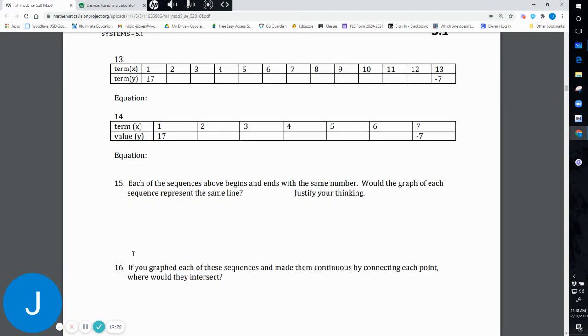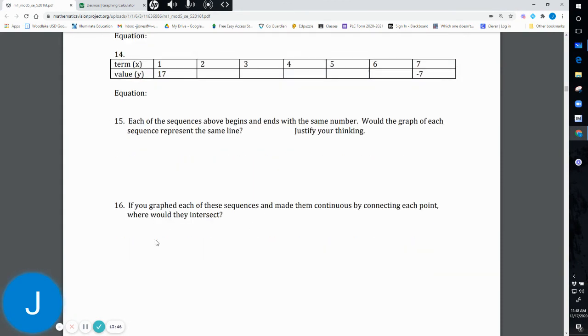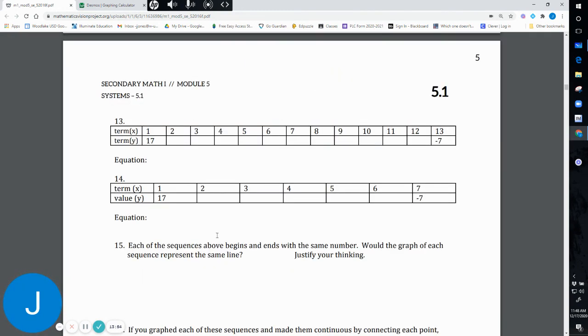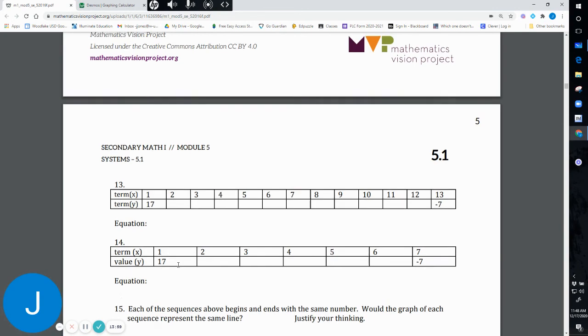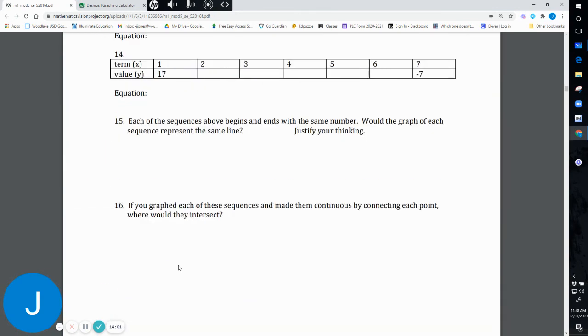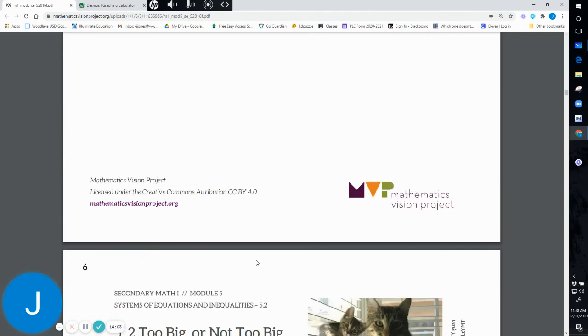Okay? And then at the very end, each of the sequences begins and ends with the same number. Would the graph of each sequence represent the same line? Okay, so justify your answer there. If you graphed each of these sequences and made them continuous by connecting each point like we normally do, where would they intersect? Okay, so where would these graphs all cross each other if you were to graph them all? Okay? And then that's the end of the ready, set, go.